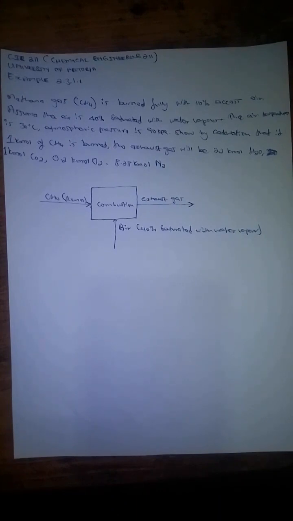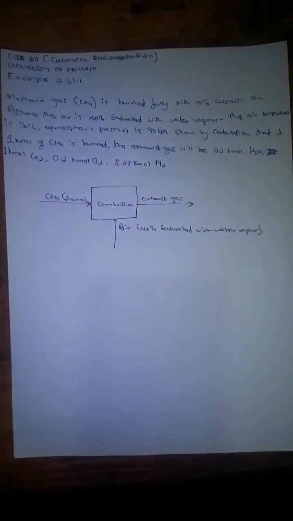Show by calculation that if 1 kilomole of methane is burned, the exhaust gas will be 2.2 kilomole H2O, 1 kilomole CO2, 0.2 kilomole O2, and 8.28 kilomole N2. So that is basically the problem statement. They are saying that given the information that we are given, if 1 kilomole of methane is burned fully, prove through calculation that the exhaust gas will have this analysis.